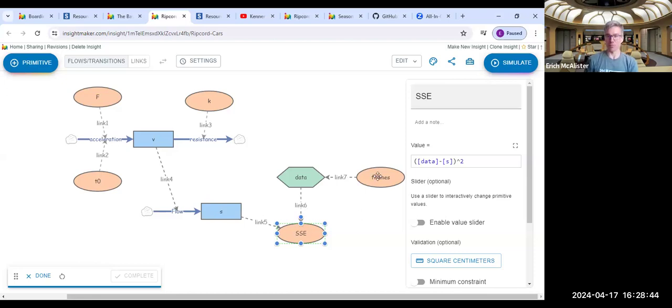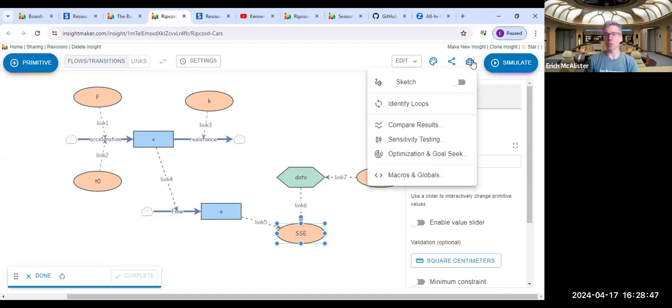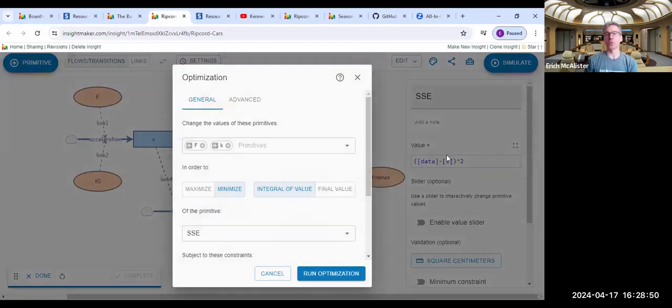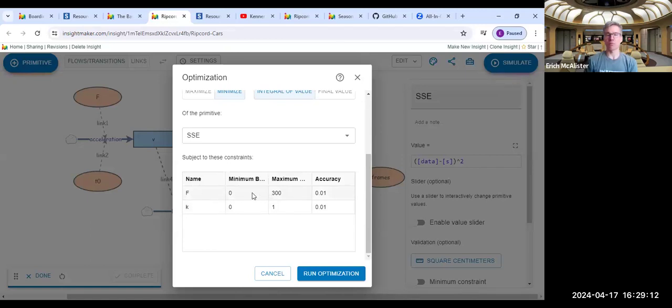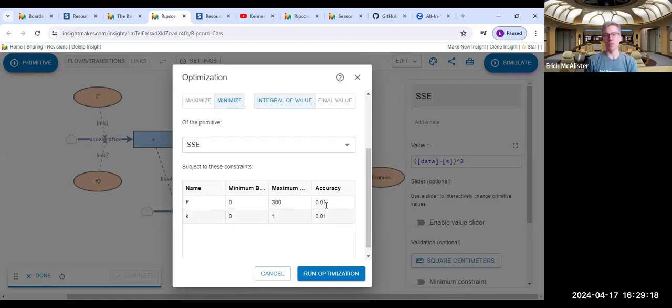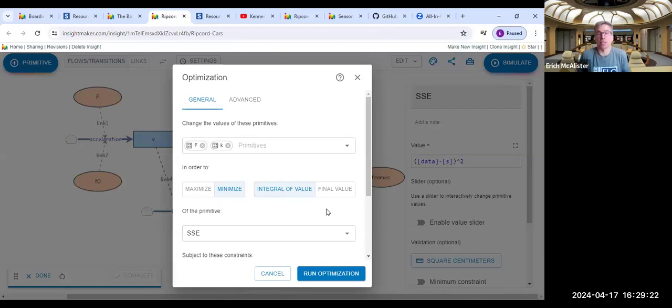This is another super cool feature. Up here under tools, you can do optimization and goal seeking. I know that T naught is about 0.7 seconds. I want to find the F and the K to minimize the integral of the squared errors. So really, I'm minimizing the sum of the squared errors. You have a window of F and K values, and it's going to try to find the optimum. It runs some sort of optimization algorithm, some sort of least squares or gradient descent algorithm, I think, is in use here.